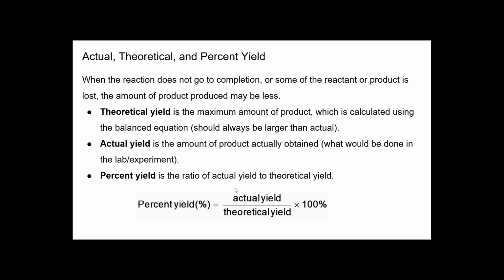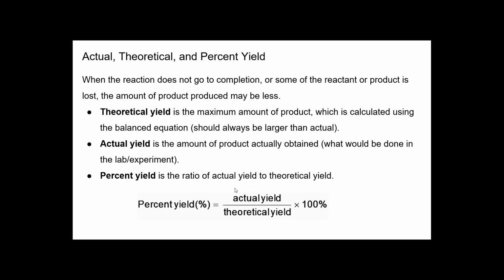Now, as if that wasn't enough, we have to actually go on further. So most of limiting reactant problems go into theoretical and percent yield. So once you figure out the limiting reactant, you now will have to figure out the percent yield. And the percent yield is how successful a reaction was, and it's based on percent out of 100. So when the reaction does not go to completion, or some of the reactant or product is lost, the amount of product produced is less. And it is. I still work in a lab. It's always less. You will never get to 100%. Never. Theoretical yield is the maximum amount of product, which is calculated using the balanced equation.